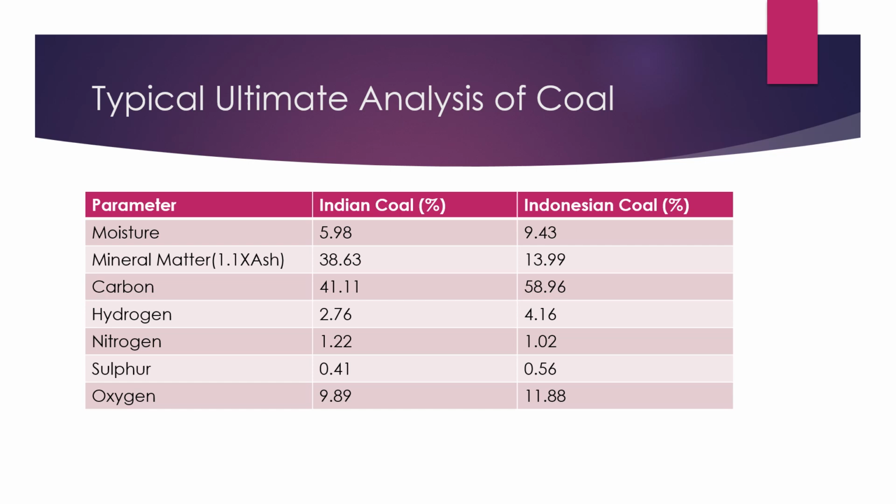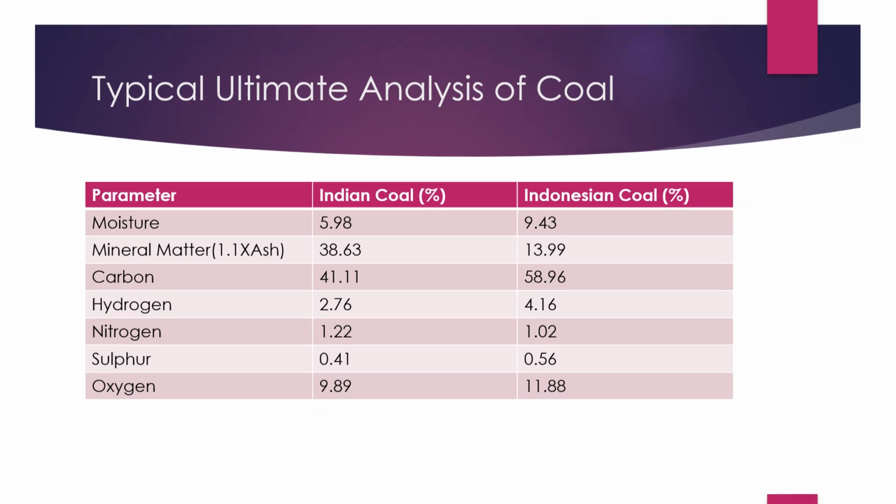Let us go through a typical ultimate analysis of Indian and Indonesian coal. From this analysis, we find that the moisture content of Indian coal is less than Indonesian coal. The mineral matter is more in Indian coal. Carbon content is more in Indonesian coal. Hydrogen, sulfur, and oxygen content are more in Indonesian coal. Nitrogen content is more in Indian coal.